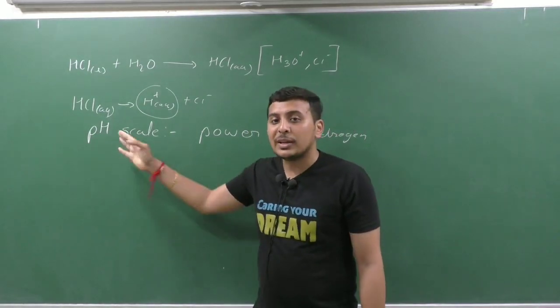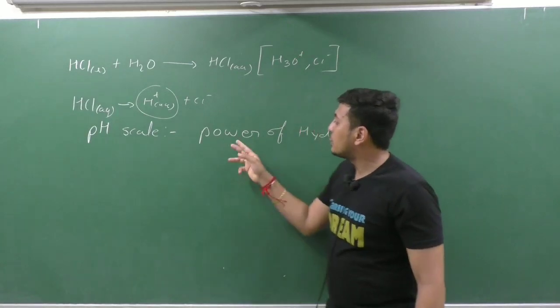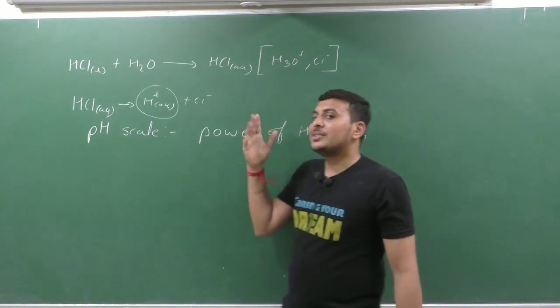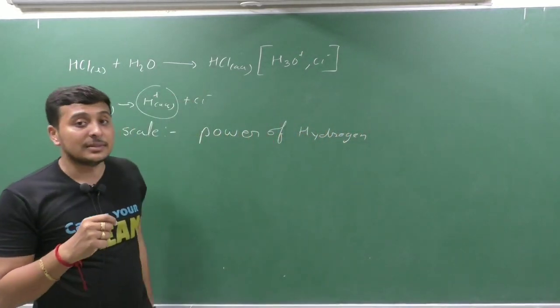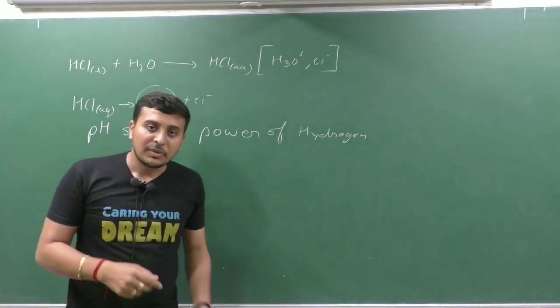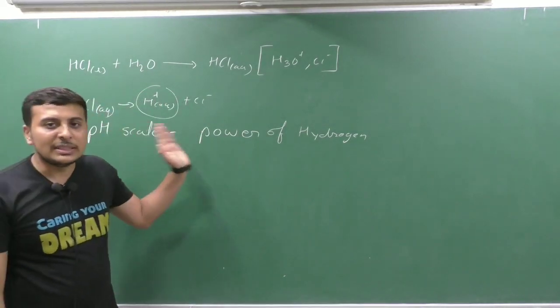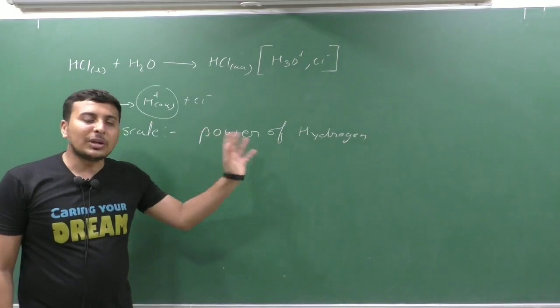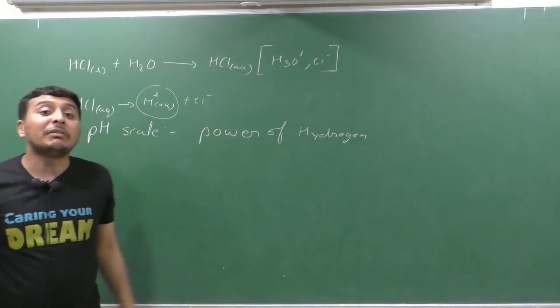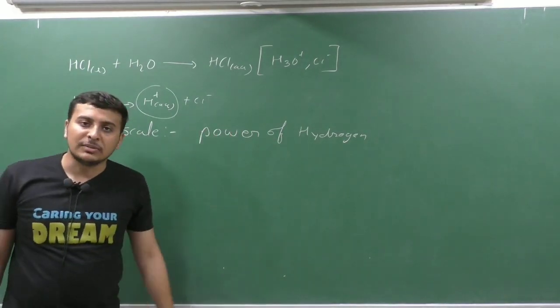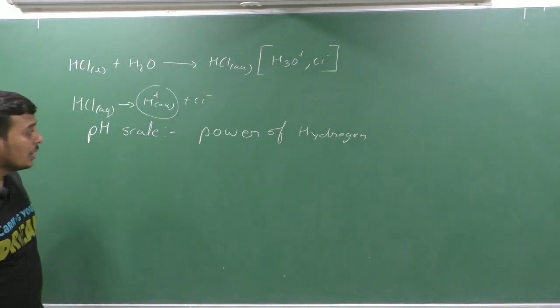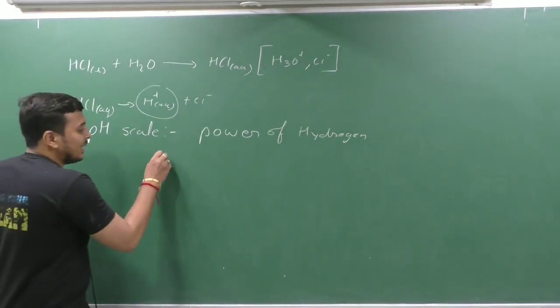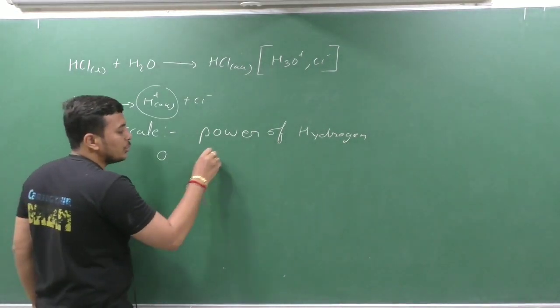It is measured on the pH scale, where P stands for power of hydrogen, or the Latin name is potence of hydrogen. You can also remember power of hydrogen, easy to remember, or potential of hydrogen. Clear? So pH scale measures from 0 to 14.